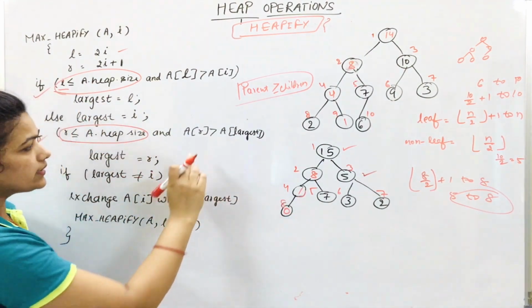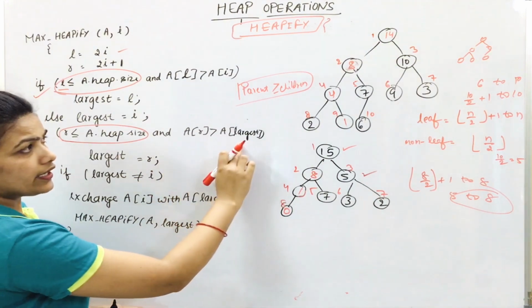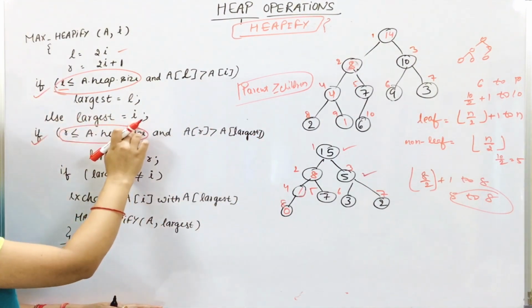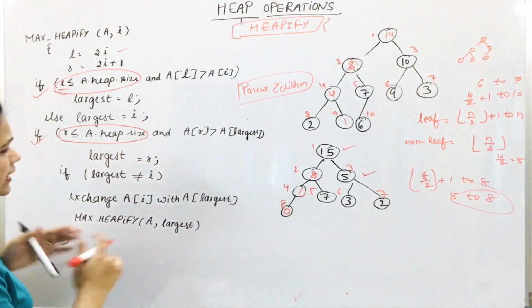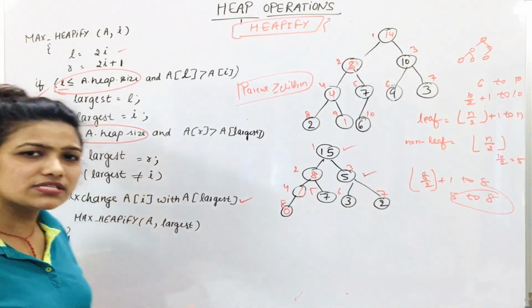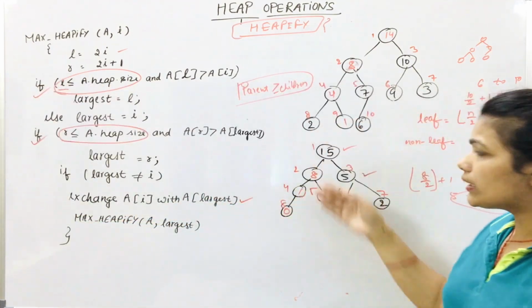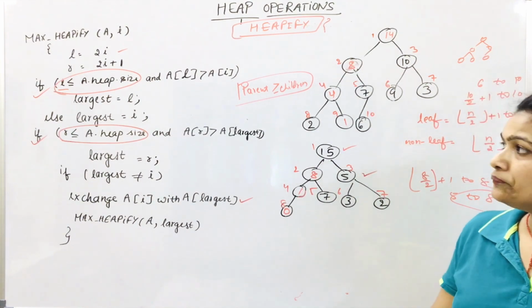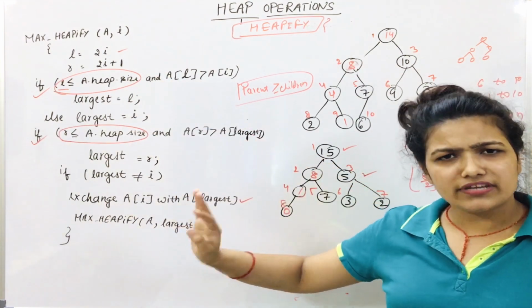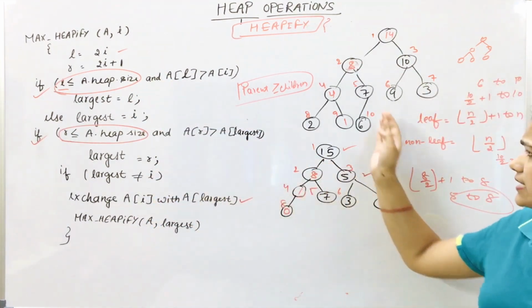Next we are simply comparing A of largest. Suppose we have I, we are comparing all this, and in the same way. Finally, we are exchanging the value. Simple. You take one or two more examples. You can take any random value and see how this is working. This is very simple, the same way as this is running.